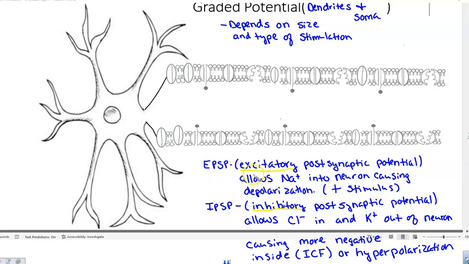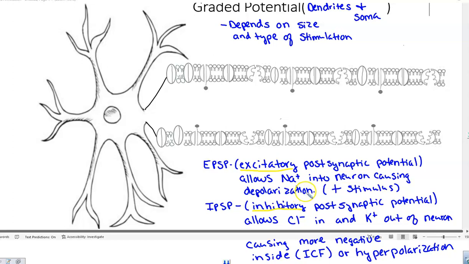So you have EPSPs, which are excitatory. So I underlined excitatory postsynaptic potential. So you just remember the E is excite. So it's going to stimulate, it's going to tell that neuron to do something. And the way it does that, it allows sodium to come into the neuron. So we'll be talking about this in face-to-face, but anytime sodium comes into the neuron, you're going to get what's called depolarization.